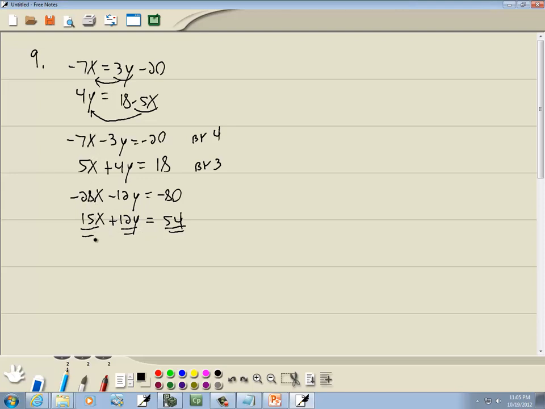Well, negative 28x plus 15x gives us negative 13x. Negative 12y plus 12y cancels away. Negative 80 plus 54 is negative 26. Well, now we're going to divide both sides by negative 13.